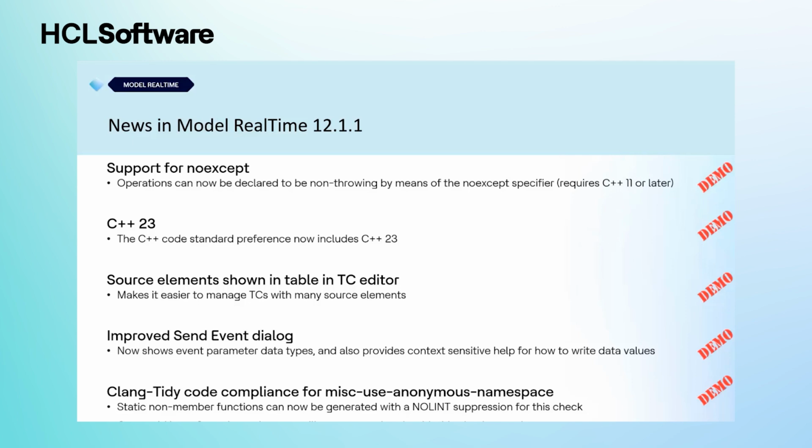table or the list in the TC editor that shows the source element. So previously it was a plain list, now it's instead a table so that you can sort, for example, on the columns, and that makes it easier to manage if you have lots of TCs as your source elements.